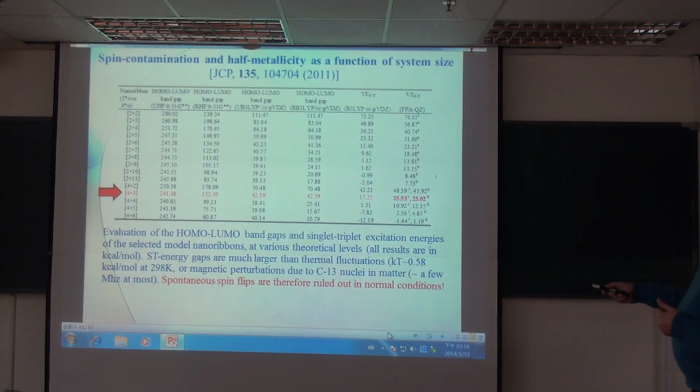Well, I don't think so, because if we consider the singlet-triplet energy gap of all these systems, in general, they are much larger than the thermal fluctuations, which are equal to 0.6 kilocalorie per mole at room temperature, or the magnetic perturbations due to carbon-13 nuclei in matter, which are estimated to be of the order of a few megahertz at most. Thus, in normal conditions, spontaneous spin flip is ruled out.